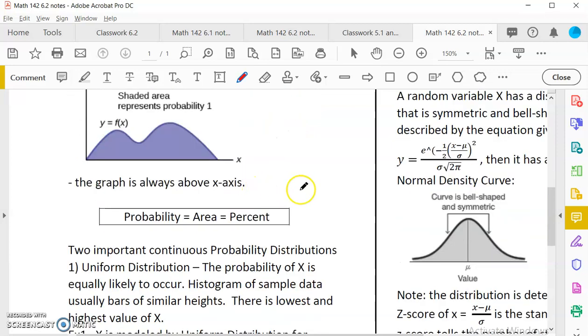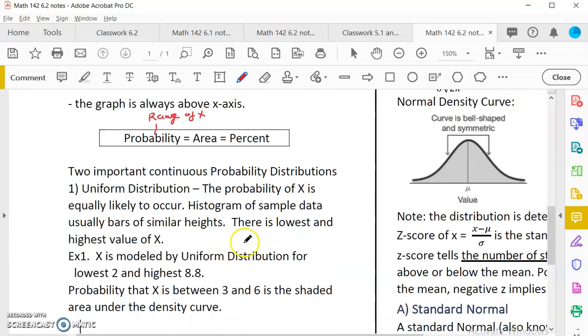So the properties of a density function: the probability of a range of X, we always talk about a range of X, not X equal to a number, is equal to the area under the curve, and it's also equal to a percentage, because probability is relative frequency, which is percent. So there are two important continuous probability functions.